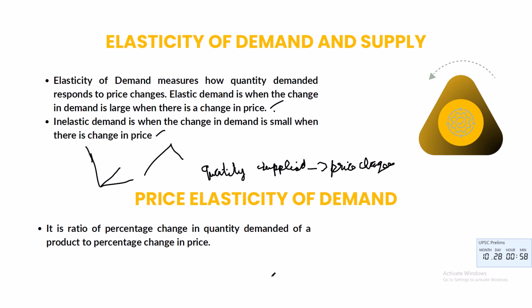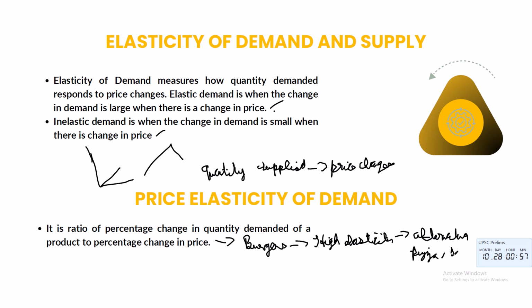Price elasticity of demand. See, it is the ratio of percentage change in quantity demanded of a product to percentage change in price. Let's look at an example to get into this topic. Let's say burgers. They have high elasticity, in the sense that there are a lot of alternatives for hamburgers, like pizza, salads, hot dogs. So these are all available as alternatives to burgers.